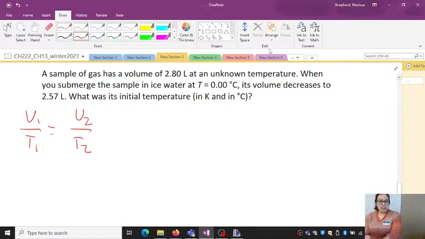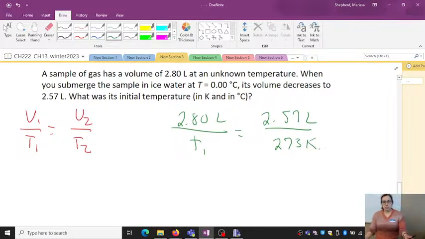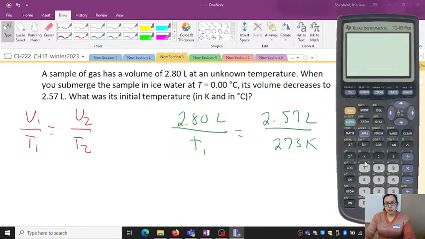All right, what do we get for our answer, or what do we do for our setup? So hopefully we had something. This over the unknown temperature is equal to 2.57 liters. And then what's 0 degrees Celsius? What's that in Kelvin? 273.15. So 273, if you really want to add the 0.15, that's fine. I usually just leave it off because it never makes that much of a difference. And so then we cross multiply, divide. What do we get for our answer?